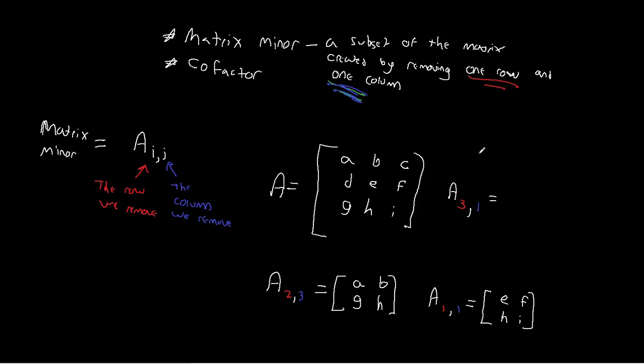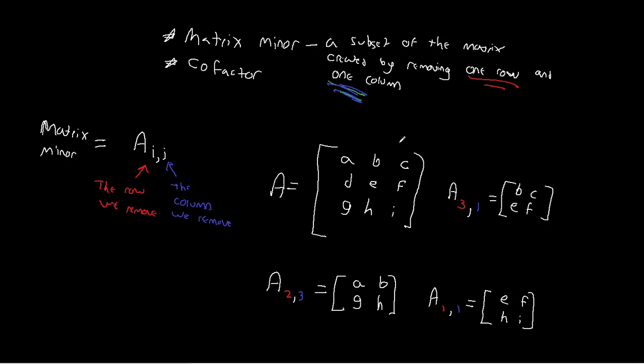Okay, so hopefully you came up with the answer. Again, we're removing the third row, which is GHI, and we're removing the first column, which is ADG. So what we would be left with is B, C, E, F. Okay? Hopefully that makes sense. Again, this is the matrix minor.